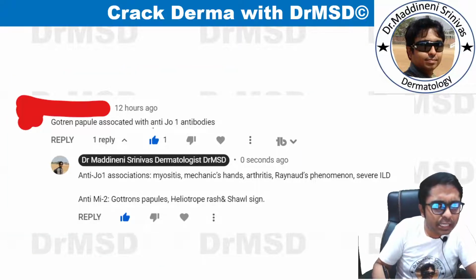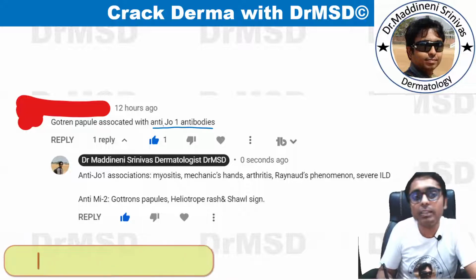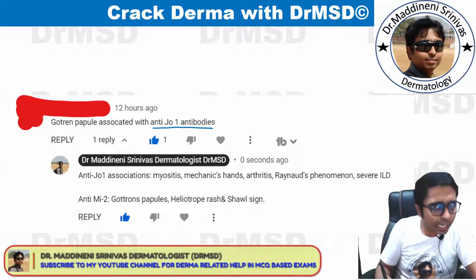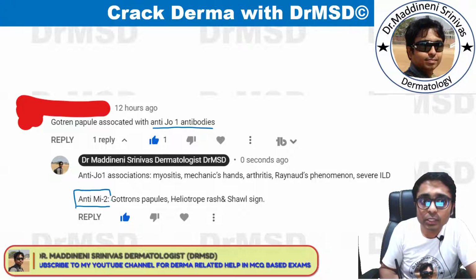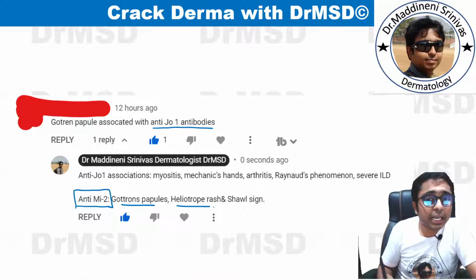And one of the students came up with antibodies. The student answered that Gottron's papules are associated with anti-Jo1 antibodies, but there is a small correction to be made for this comment. Anti-Mi2 antibodies are associated with Gottron's papules. Not only that, heliotrope rash and also shawl sign.